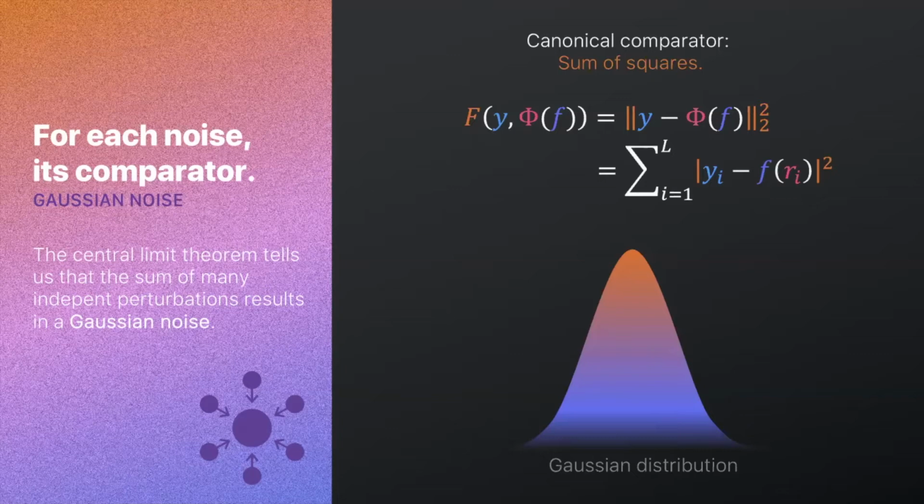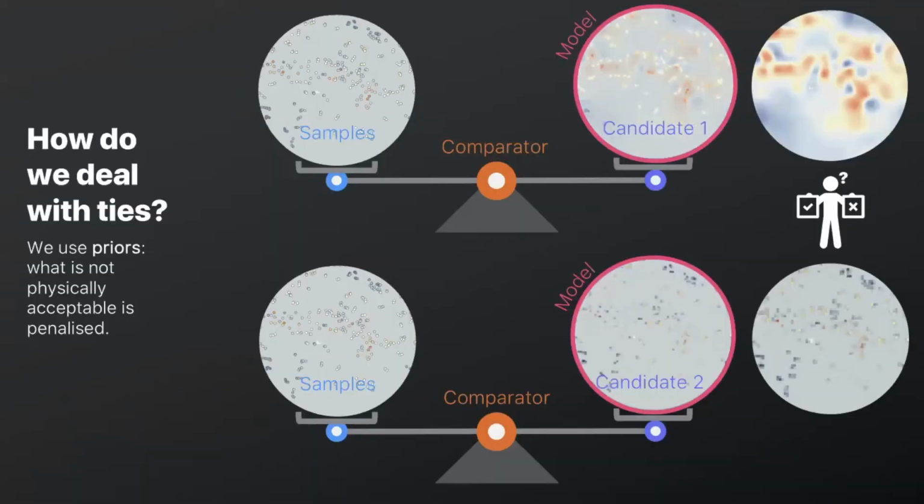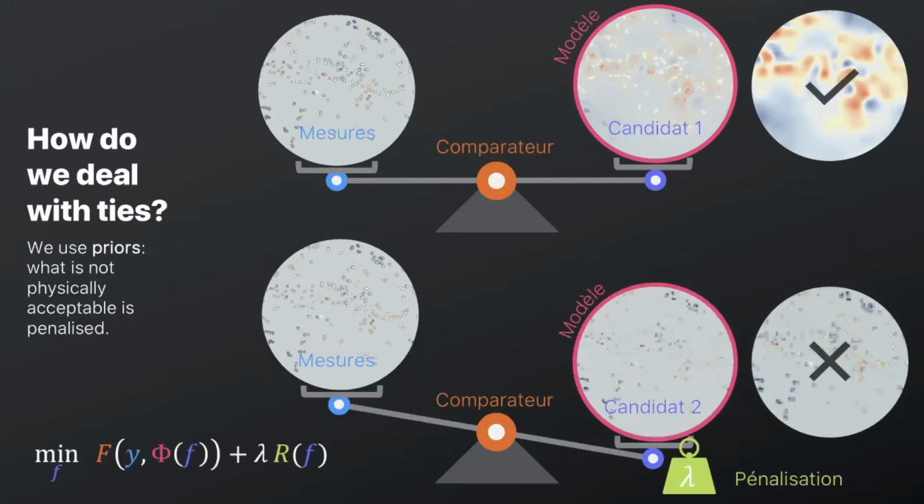So for example, if you have Gaussian noise, you may want to go for the sum of squares, while if you have shot noise, which typically occurs in counting processes, then you may want to go for the more complex Kullback-Leibler divergence. So in practice, it may happen that two candidates explain equally well a given dataset, in which case I propose to use penalization terms. The latter are going to favor solutions which are physically admissible, meaning that they are smooth enough.